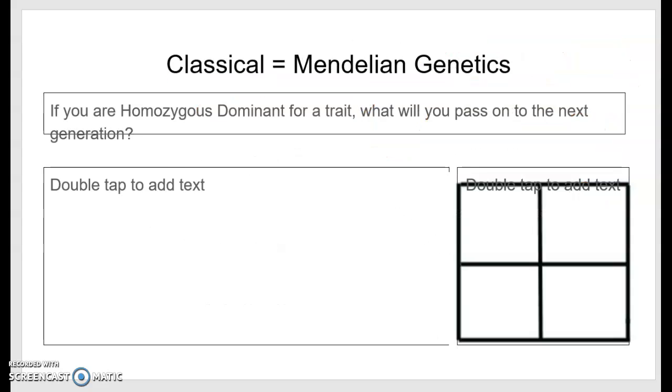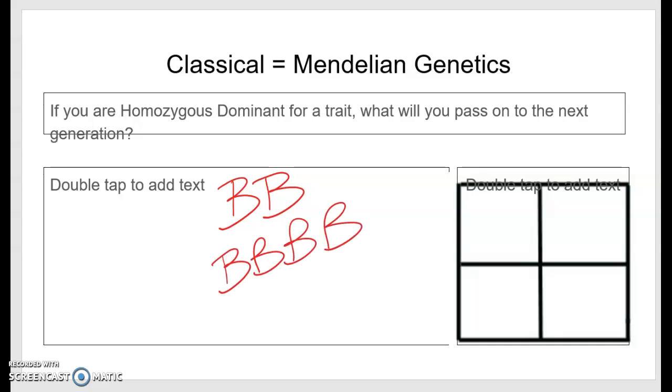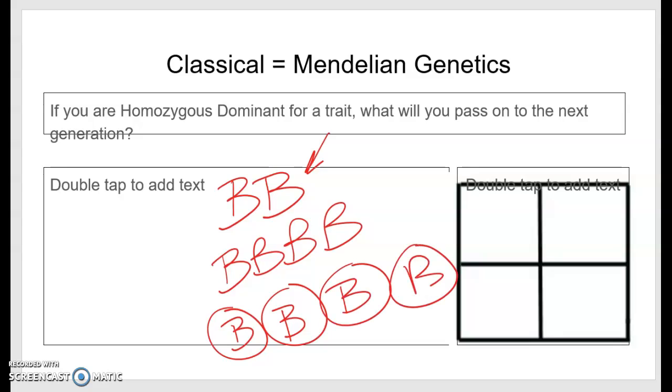If you are homozygous dominant for a trait, what will you pass on to your next generation? Let's make you purebred for being from Bellwood. If you go through interphase before meiosis or mitosis, that would double your content, double your alleles, double your genetic information. If we do meiosis 1, then meiosis 2, you would only pass on 1/2 of your genetic information. If you started with homozygous dominant, you could only pass on the capital letter B in your eggs or your sperm if you did oogenesis or spermatogenesis.